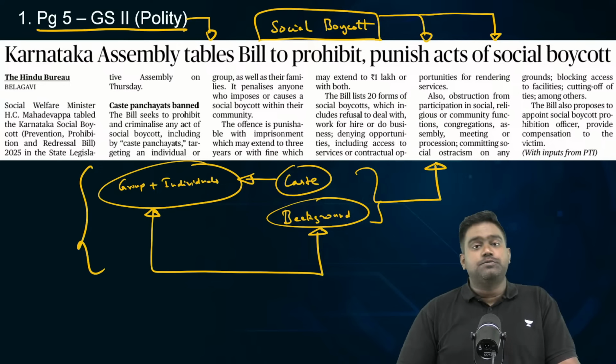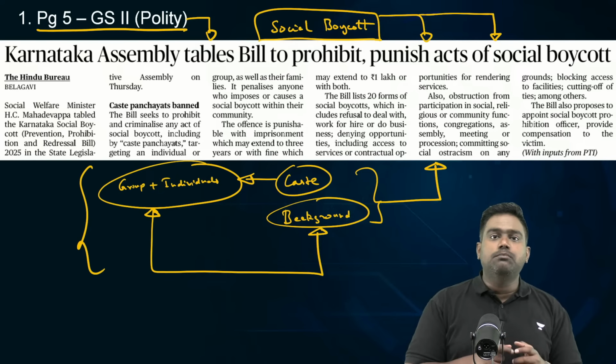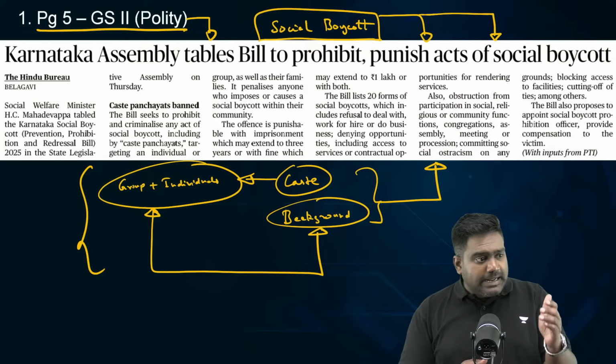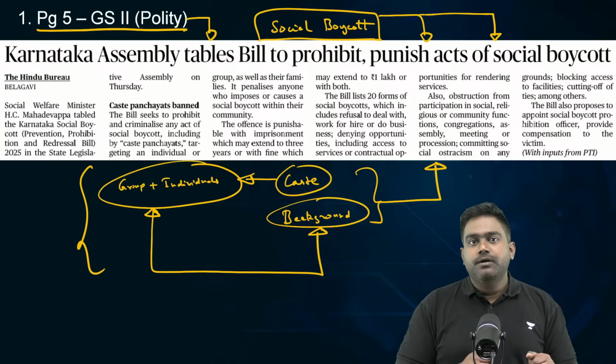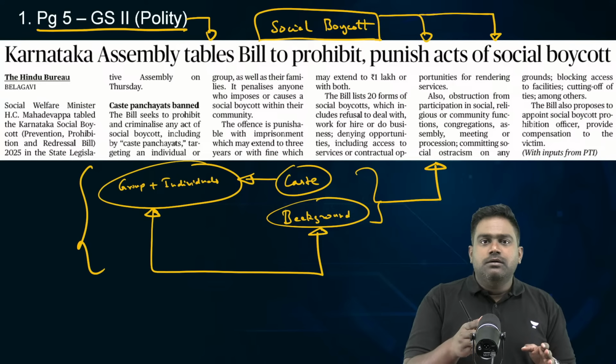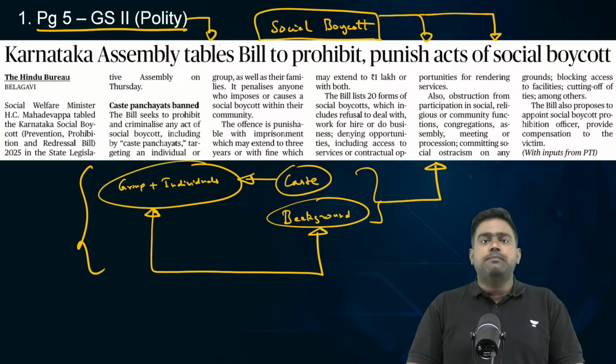So, this bill being pushed by the Karnataka government defines what constitutes a social boycott. For example, denying someone employment opportunity because they are from a particular community, or isolating an individual or group of people from the village itself because of their caste, because of their background.